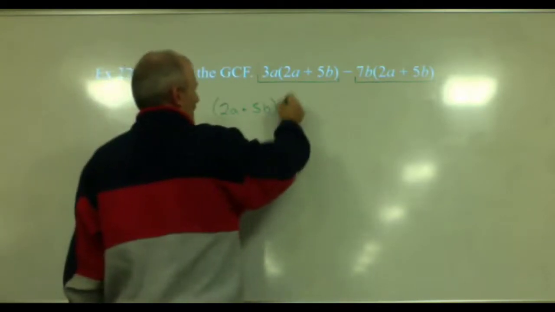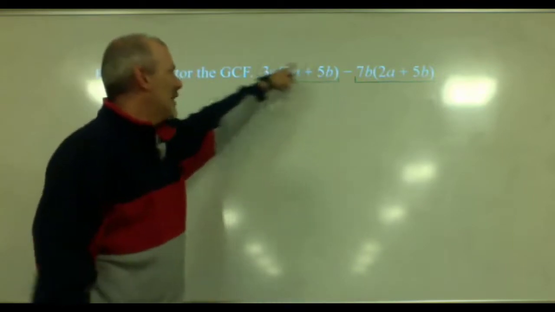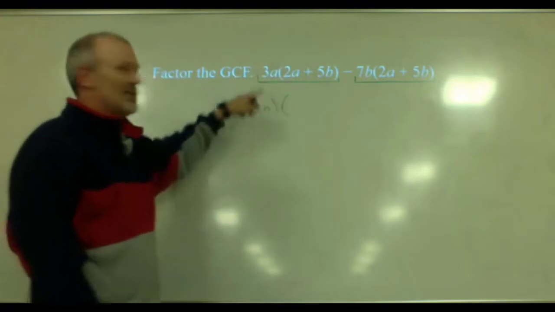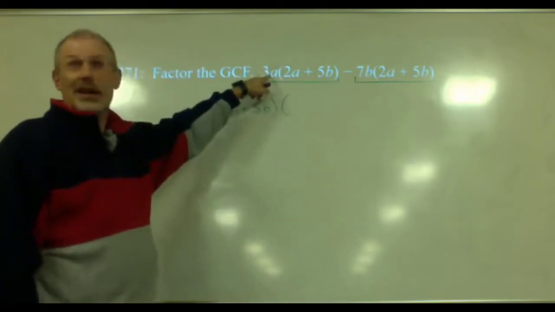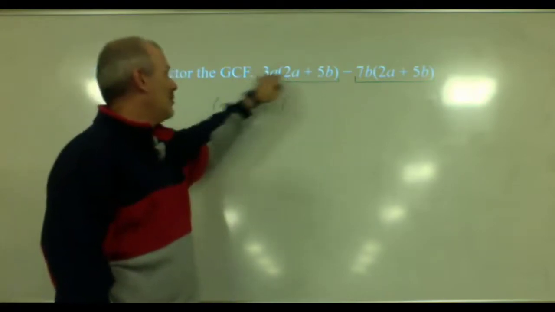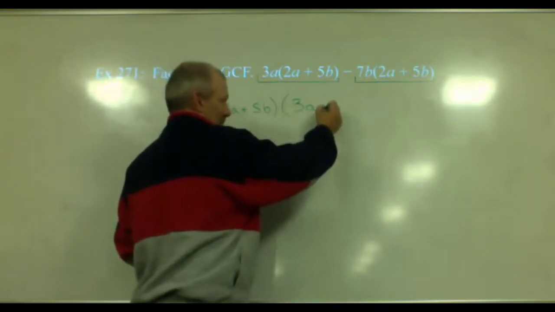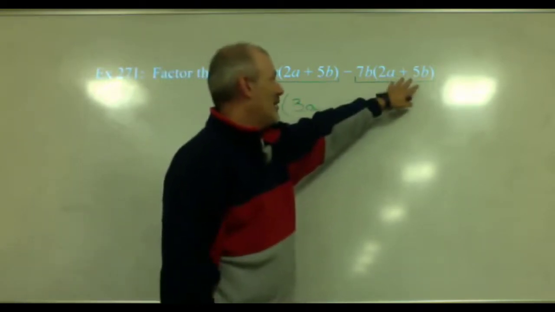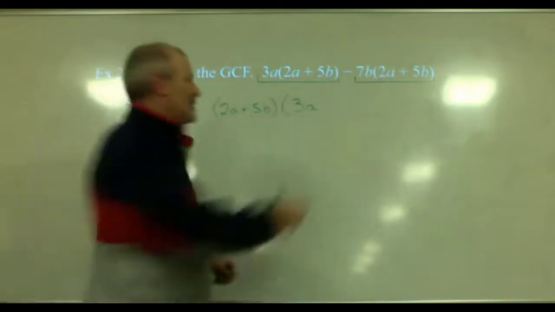Now, what does that leave? If I divide out the 2a plus 5b from this part, what's going to be left? 3a. The 3a is still here, right? Does that make sense? If we divide this part out, what's left is the 3a. And then when we take this one and we divide out the 2a plus 5b, what's left in that second part? The minus 7b.